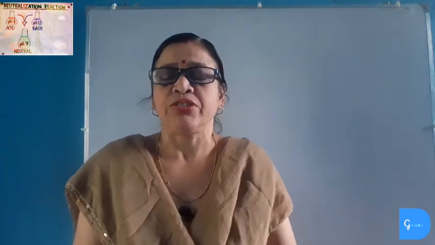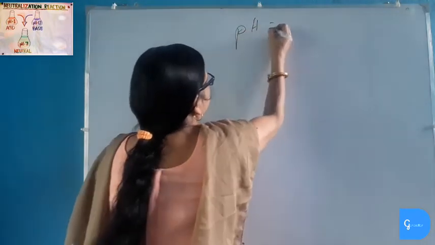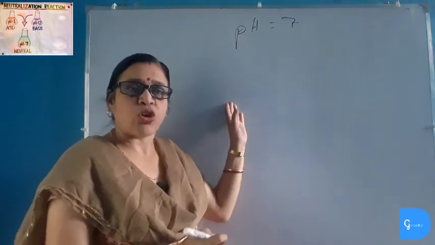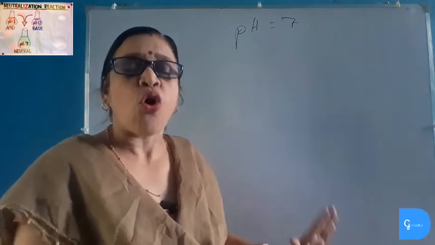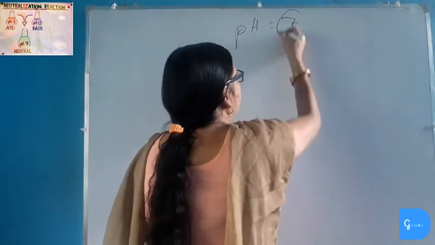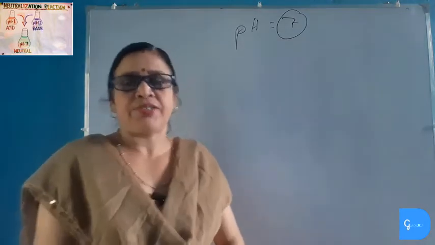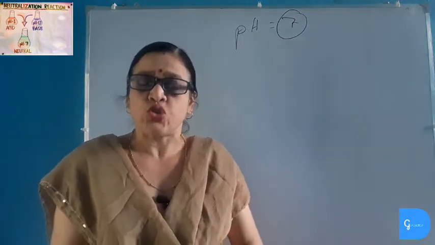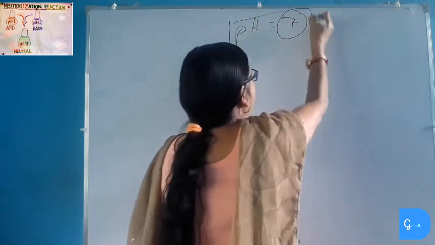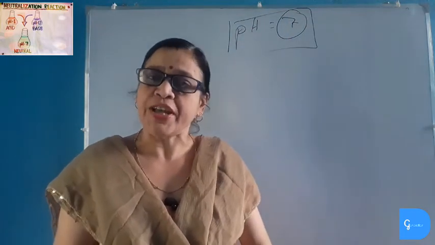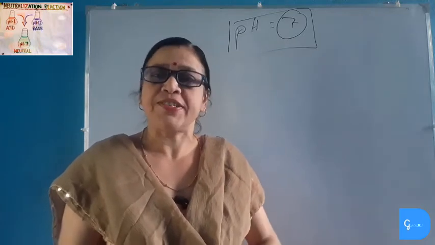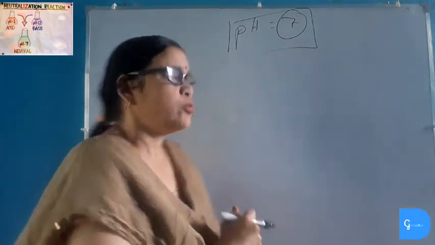In neutral solution, the pH value will be 7. So the solution like pure water, salt solution, sugar solution, all these have pH value of 7, which means it is neutral. It is neither acidic nor basic. So solution having pH value 7 or neutral solution has no effect on litmus paper, methyl orange and phenolphthalein, because it is neither acidic nor basic.